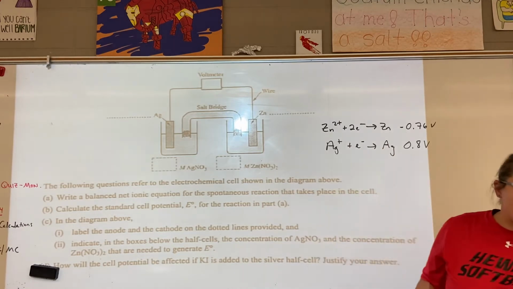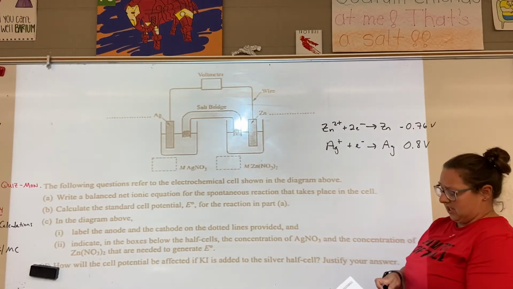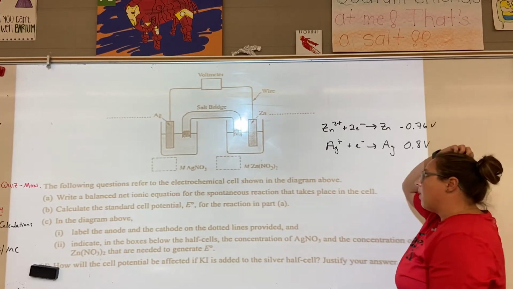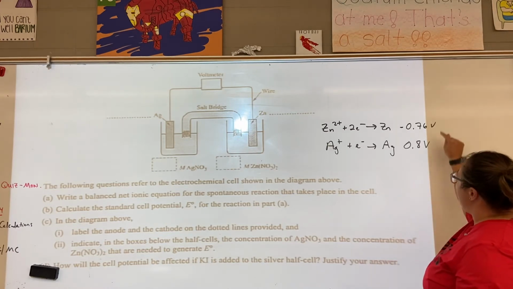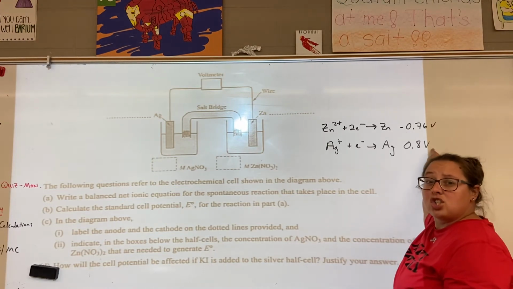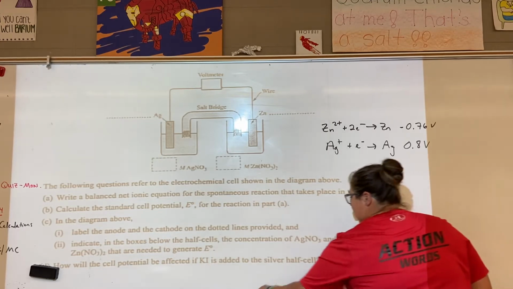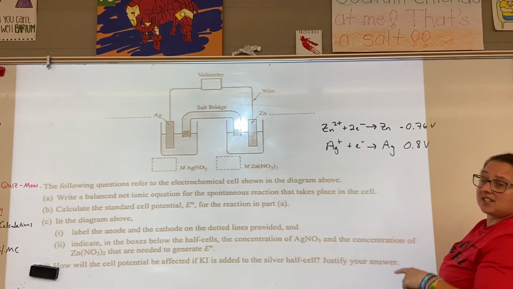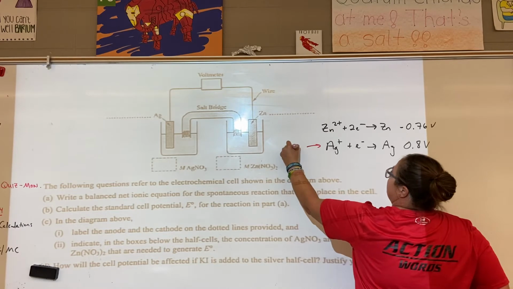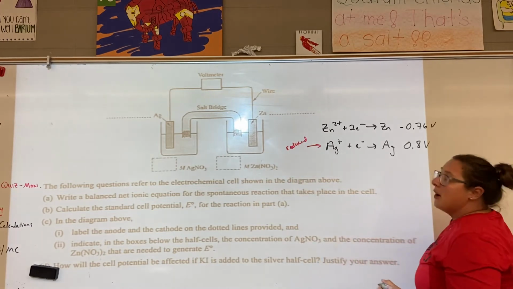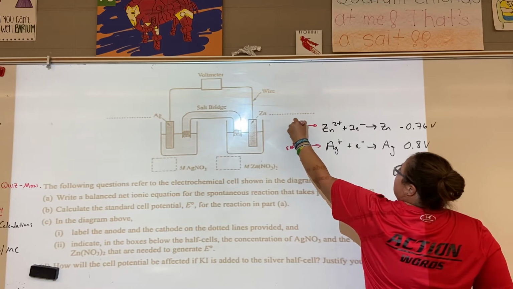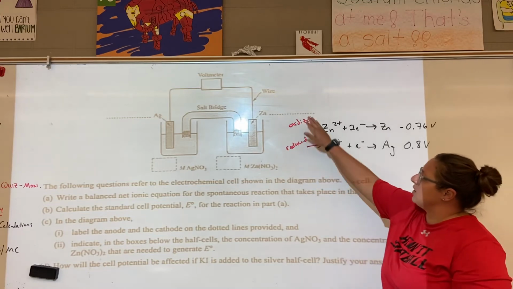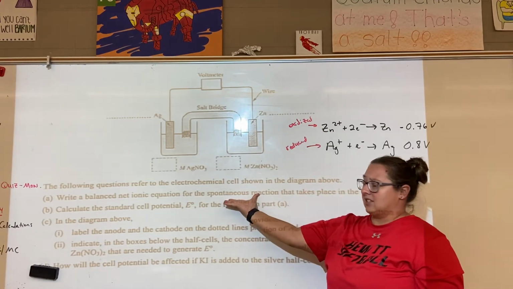Now, whenever I look up my standard reduction potentials, what this tells me is which one of these species is going to be reduced. So I know that the more positive value out of these two should be the species reduced. If I look at these two, 0.8 is more positive than negative 0.76. So that means that the silver is the species that's reduced, which must mean that this is the species that is oxidized. Now that I know who's reduced and who's oxidized, I then can write my balanced equation.